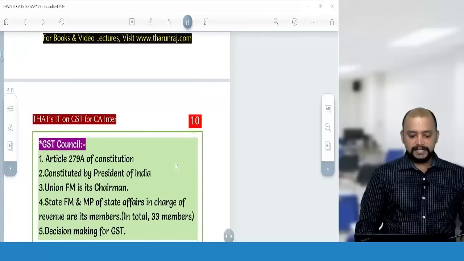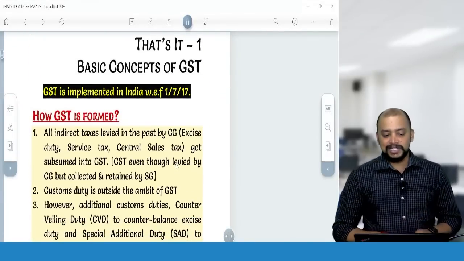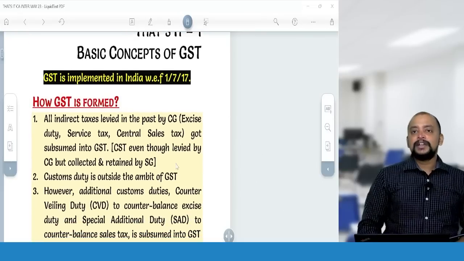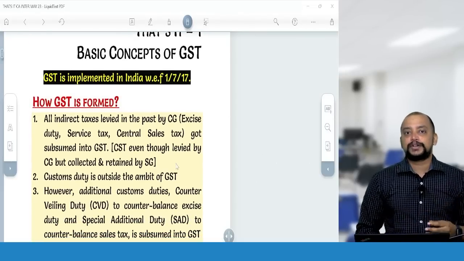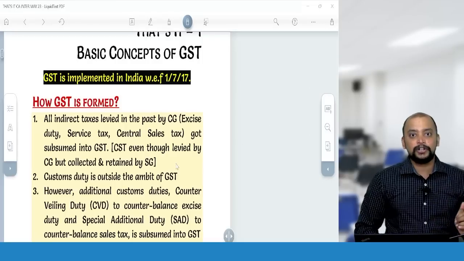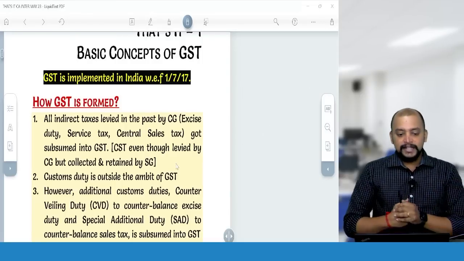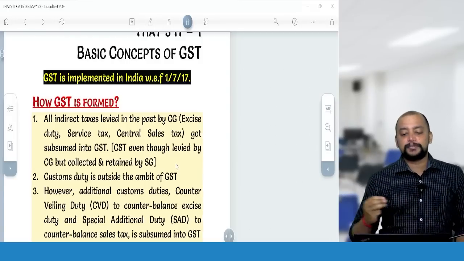The first chapter, you can see, is basic concepts of GST. I'm making a quick recap of everything, and if you have any doubts with respect to that, you can just put them in the chat box, and later on I will be able to clarify all your queries. So here in this first chapter, basic concepts of GST.